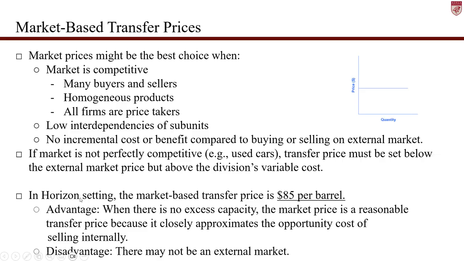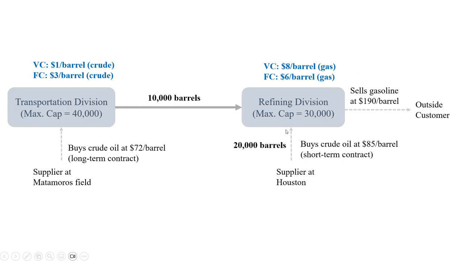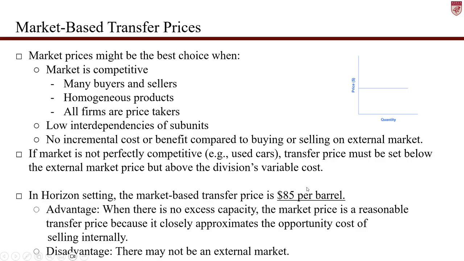So in the Horizon Petroleum setting, going back to where we were, if they are applying the market-based price, then it's going to be the external market price of $85 per barrel. If you look at the visualization again, they already buy crude oil at $85 per barrel from the supplier at Houston. So $85 is going to be the external market price that they're going to use between each subunit.